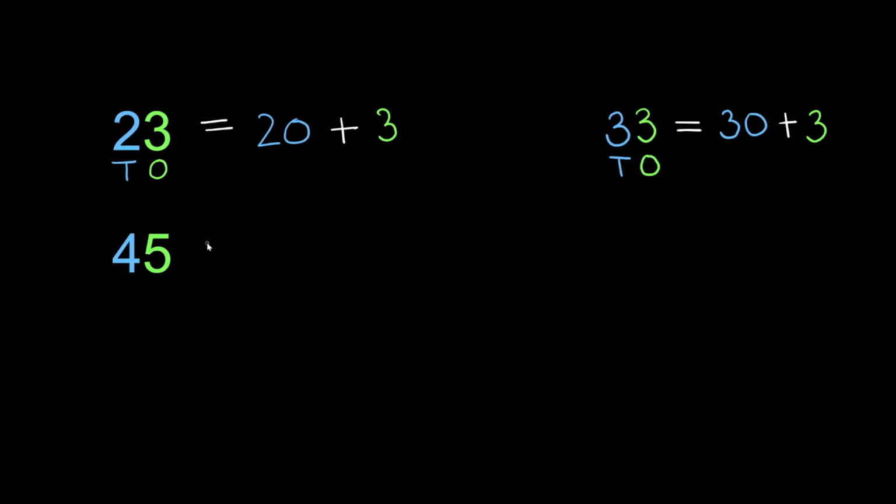Now what about 45? Can you tell me which number is in tens place and which is in ones? You're right. 4 is in tens place and 5 is in ones place. 4 tens gives us 40 and 5 ones gives us 5. Excellent work. Now you try one more number. Can you tell me? Yes, 4 tens and 7 ones.